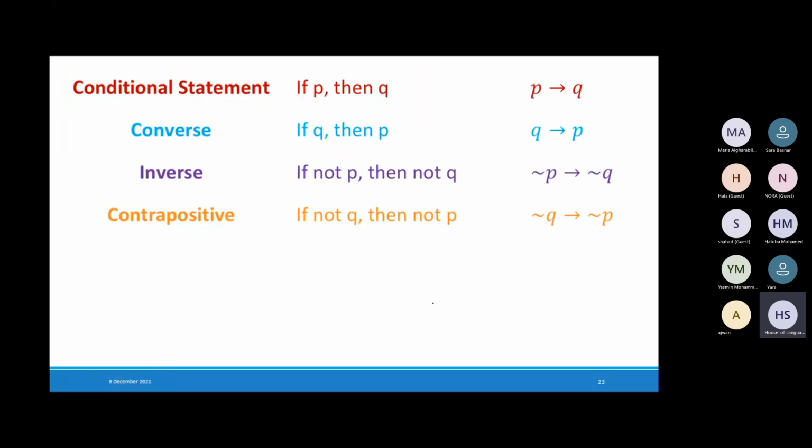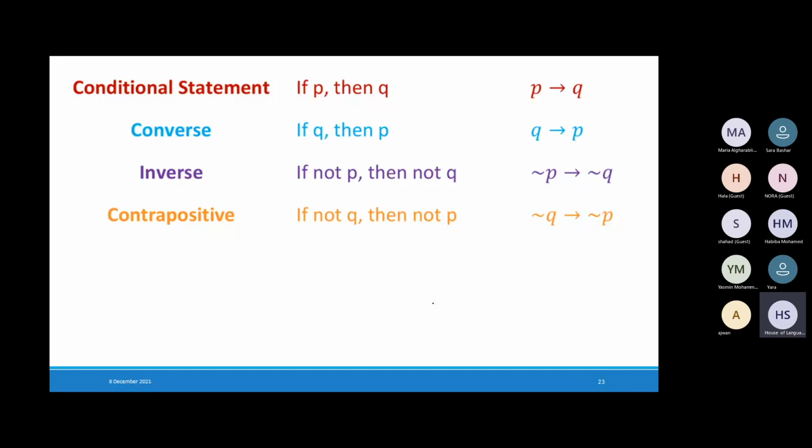So here in symbols, how will it be? If P, then Q, this is the conditional. Converse: if Q, then P. Girls, don't write the slides. After each period, I will upload them on Coursera for you. Now, converse: if Q happened, then P will happen. We change the order. Inverse: if not P happens, then not Q will happen.